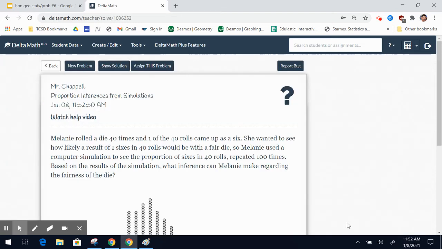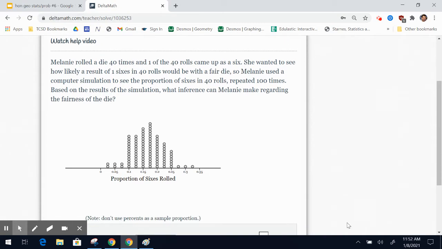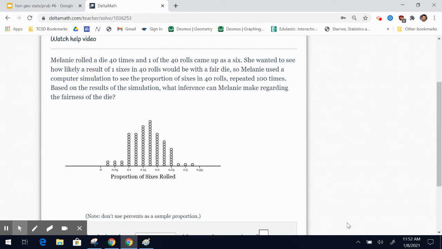So again, there are many different types you'll see. This is rolling the dice. I would say rolling the dice and flipping a coin are very similar, okay? So it says Melanie rolled a die 40 times, and one of the 40 rolls came up as a 6.